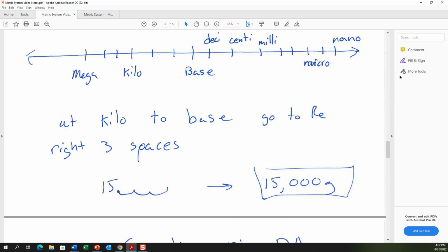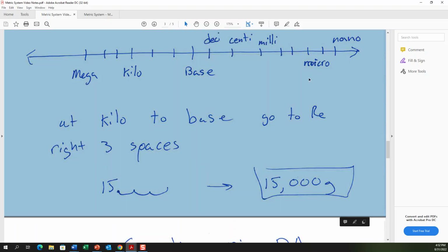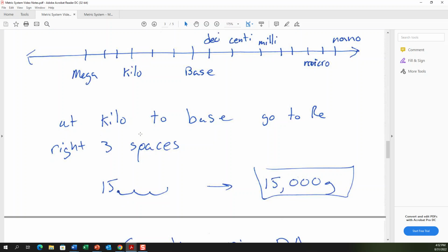So maybe you've seen this number line and you can remember it. King Henry died, base unit, by drinking chocolate milk. But then you'd have to fill in the rest, because now you're not just responsible from kilo to milli, you have to go from mega all the way to nano, all right? So just understand that. But now let's show the dimensional analysis way.